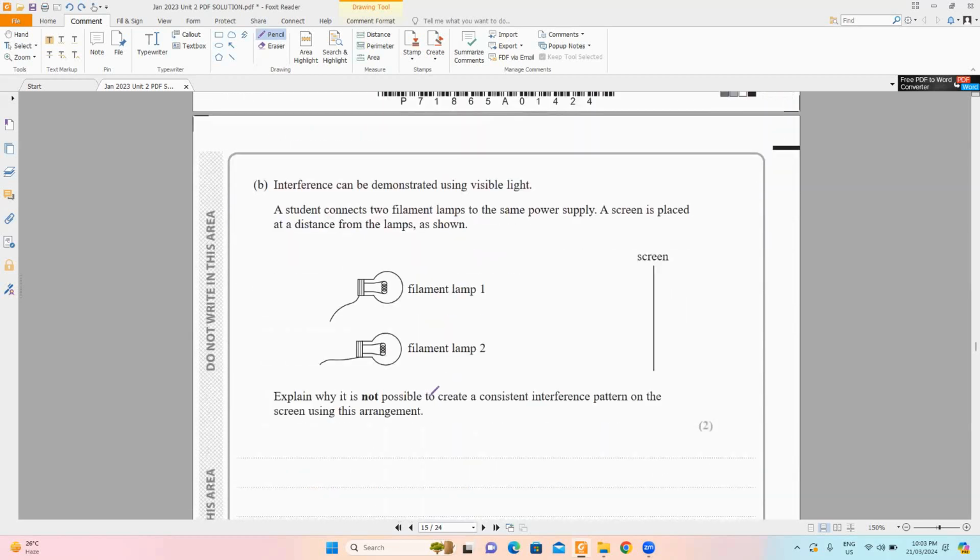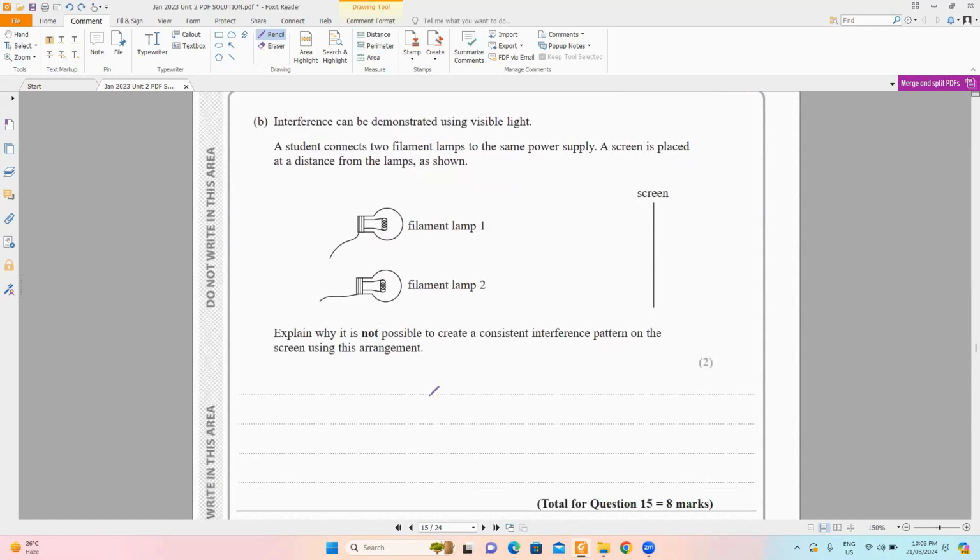Let's move on to the next part of the question. Part B says, interference can be demonstrated using visible light. A student connects two filament lamps to the same power supply. A screen is placed a distance from the lamps as shown. Explain why it is not possible to create a consistent interference pattern on the screen using this arrangement.